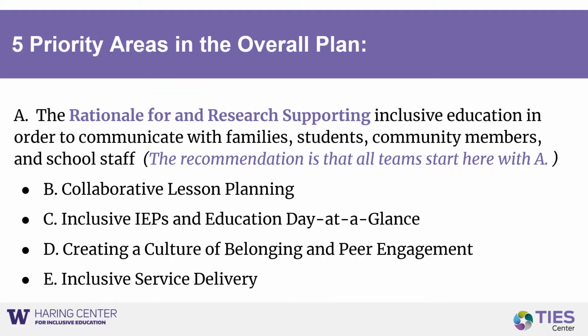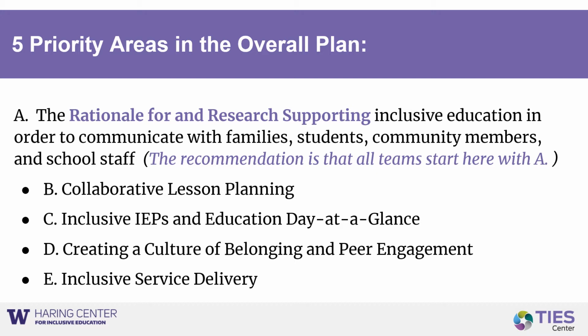The Inclusive Education Professional Learning Plan is broken into 5 priority areas. The first priority area is the rationale for and research supporting inclusive education. We recommend that all teams should start with this section, even if there's already a history of considering or implementing inclusive practices within a building. By all teams starting with this section, it builds in opportunities for the adults to process the potentially new information together and envision what the change will mean for students, for themselves personally, as well as for the whole school.